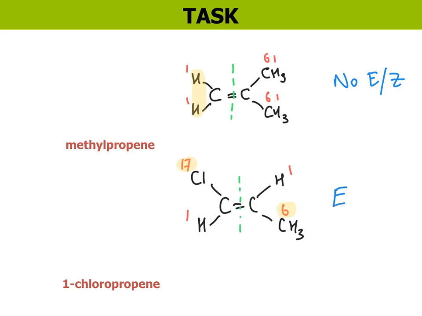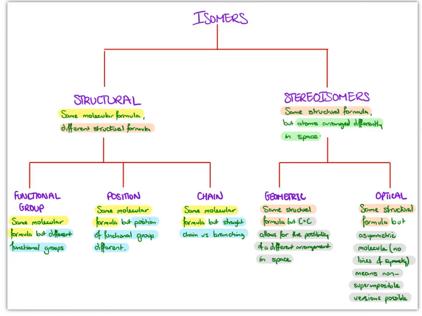There is a lot more practice that you can do if you look on the classroom at the worksheets that I've posted there. To summarise, this whole video was about isomers. We saw that we could talk about structural isomers or stereoisomers. In structural isomers, they all had the same molecular formula but different structural formula. In stereoisomers, they have the same structural formula as well as the same molecular formula, but the atoms were arranged differently in space.